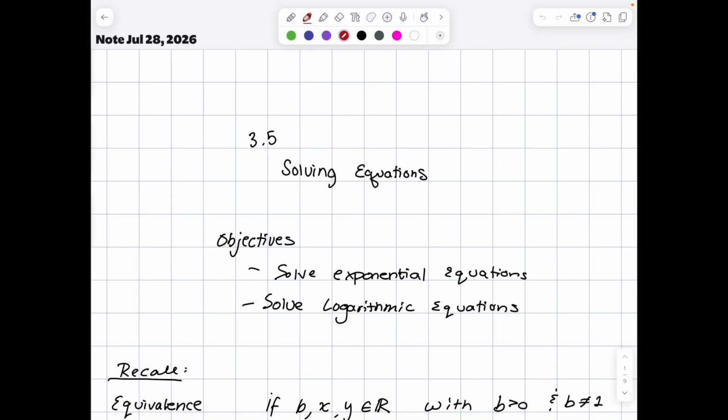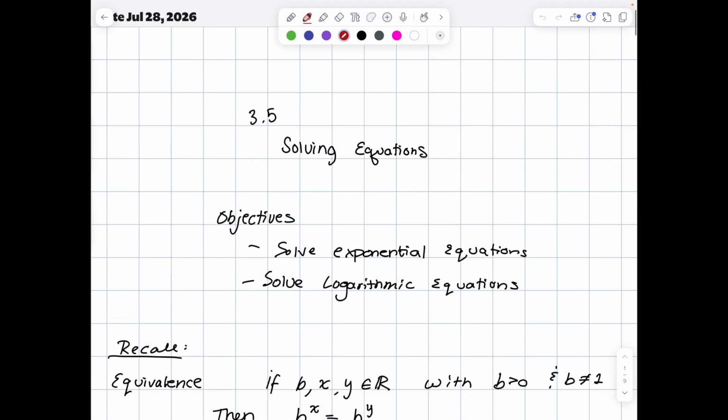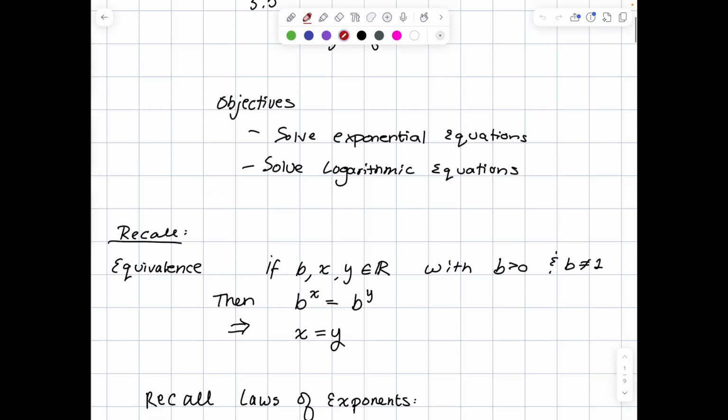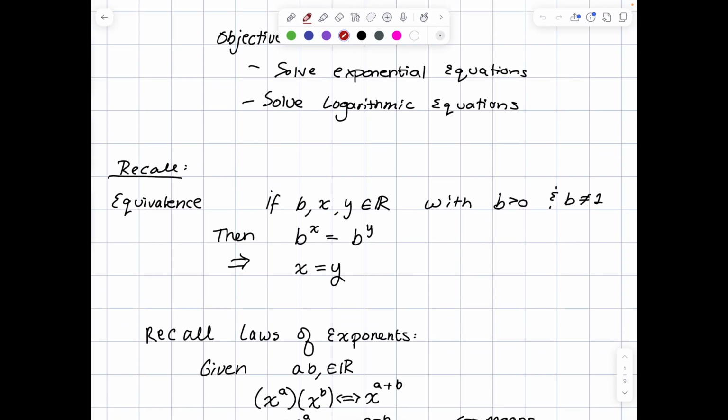All right, so today we're going to talk about section 3.5, which is all about solving equations using exponential and logarithmic functions. So recall that we have this equivalence with exponents, and we learned this back a section ago.